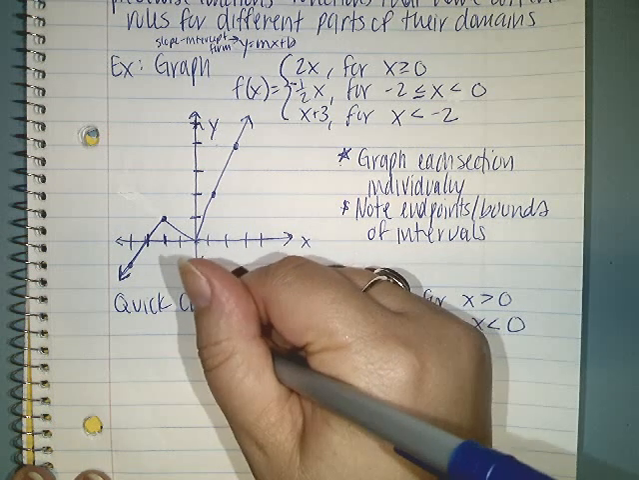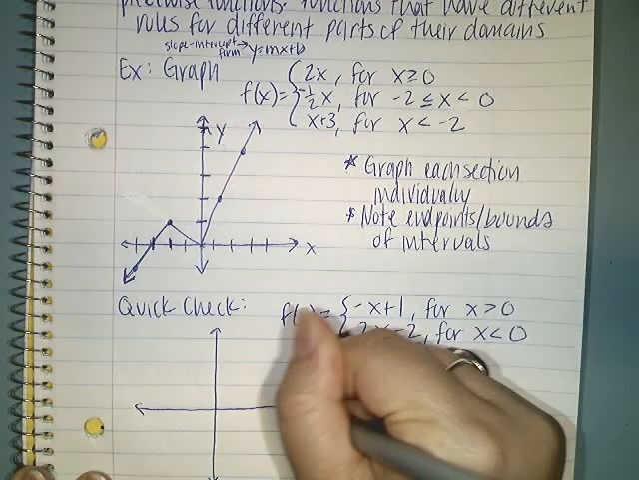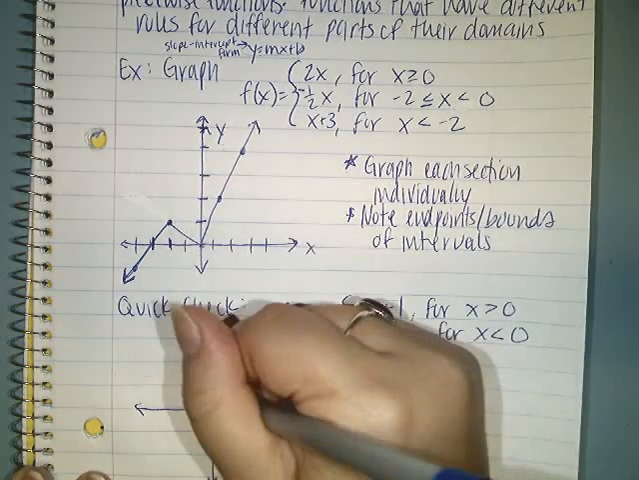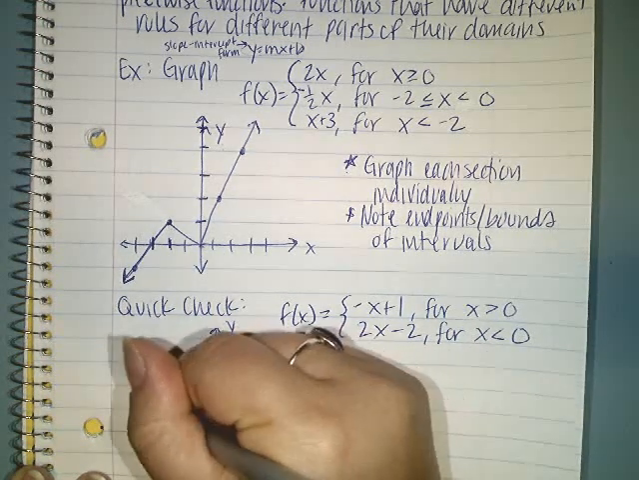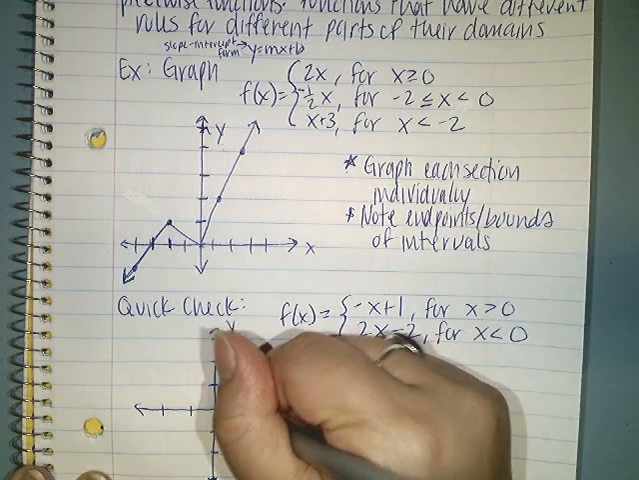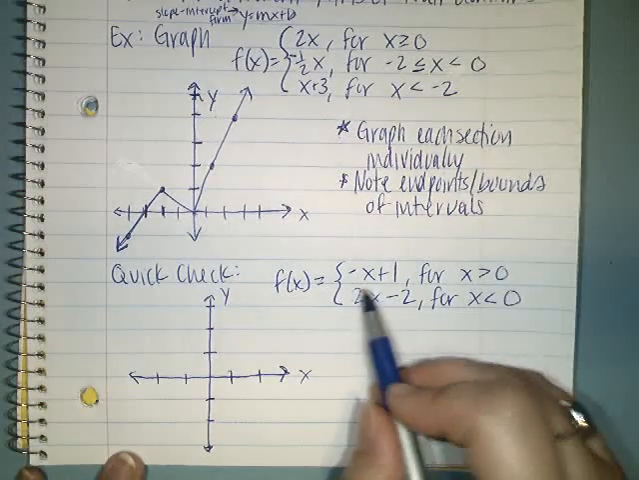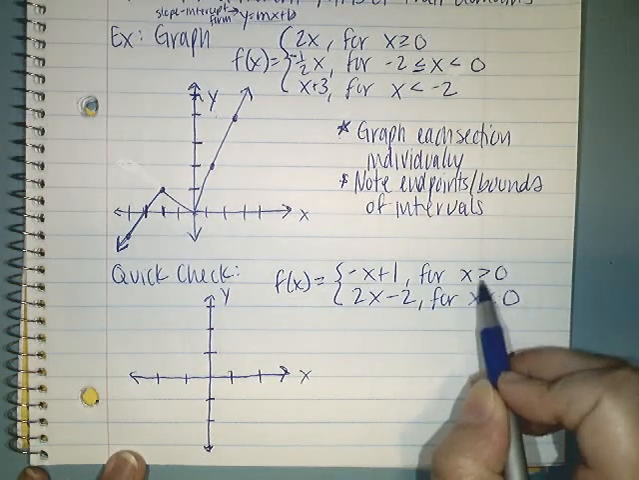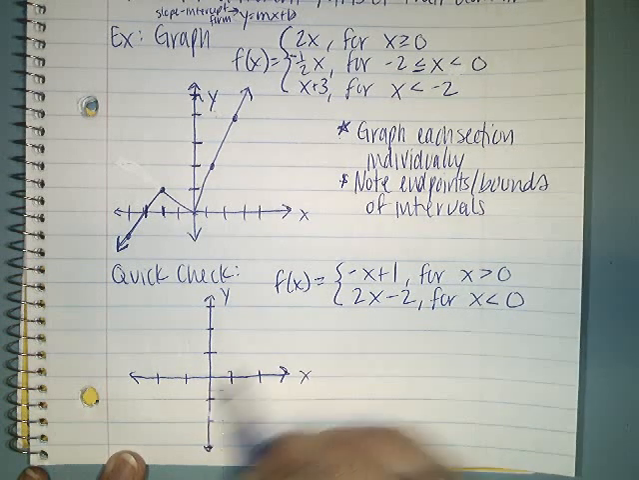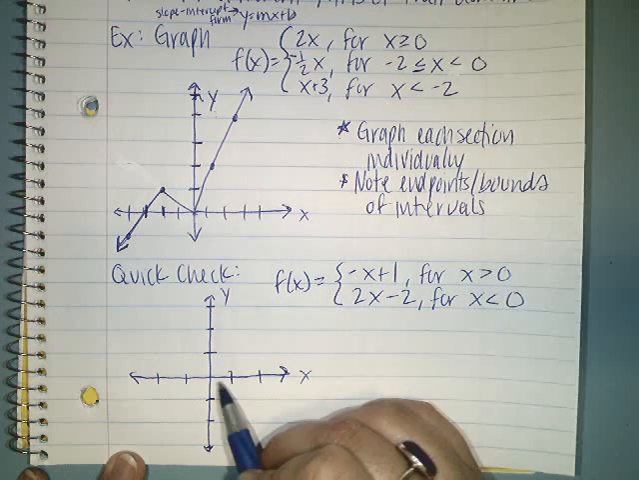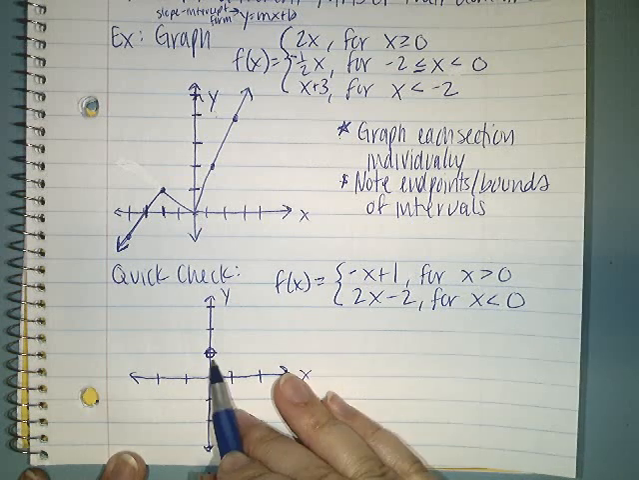I'm going to give myself a little bit of room here to do this. I have my x-axis, my y-axis, 1, 2, 3 up, 1, 2, 3 down, and 1, 2 across. All right, so this is my general grid. I'm going to start with this rule. When x is greater than 0, I'm doing this side first. I'm going to start at 0, and I'm graphing the line -x plus 1. So I'm going to go to plus 1. Since it doesn't have the equals to line, I'm going to put an open circle on that value.